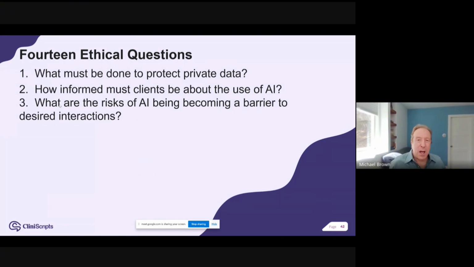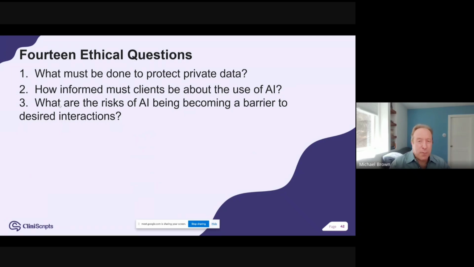What are the risks of AI becoming a barrier to desired interactions? One of my pet peeves is that it used to be when you called a phone line, it said press 1 for this, 2 for that. You can always press 0 to get an operator. AI has the ability to relieve some people from mundane tasks and give people more immediate access to an AI system that answers their basic questions. And that will hopefully free up therapists to have more valuable interaction, maybe take over some of the administrative burden.